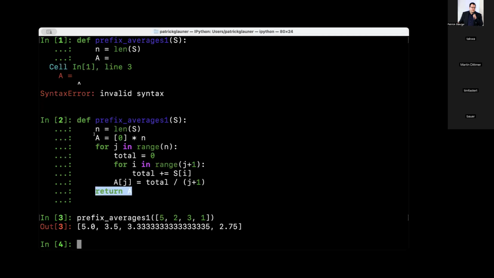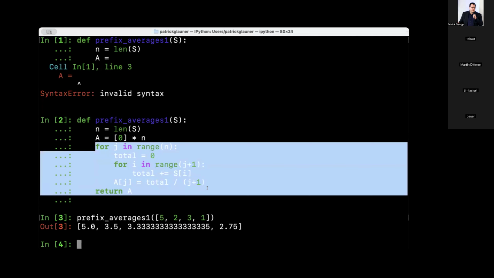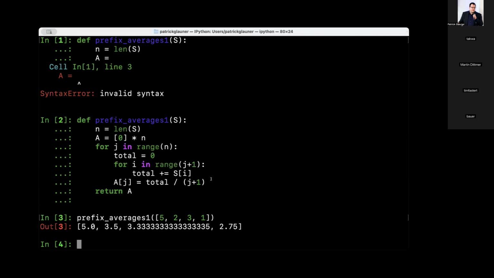Line 3 is O of n because I'm creating a list of size n, and creating that list cannot be done in constant time because it's subject to n, and n is a variable. It's not a constant. And then this eventually takes O of n time. Now the body of the outer loop is run n times, because I say it's the range of n, starts with j equals 0, 1, 2, 3, up to n minus 1. So the outer loop is run n times.